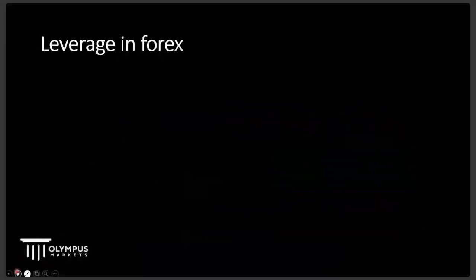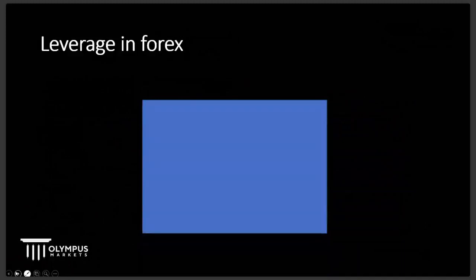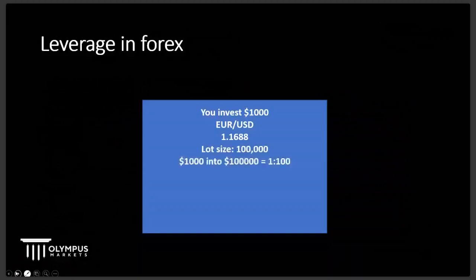But let's bring this into context with Forex. And here's an example. You invest $1,000 into the market. You're trading the euro dollar. You're selling it at the sell rate of 1.1688. You're trading a standard lot size of 1 lot, which is 100,000. 1,000 into 100,000 goes 100 times. So the leverage you're using is 1-to-100.